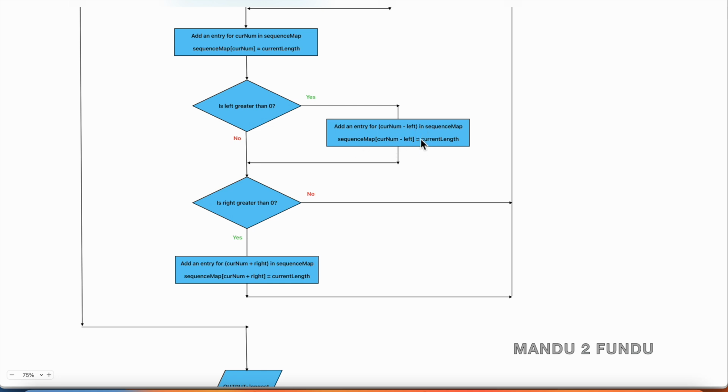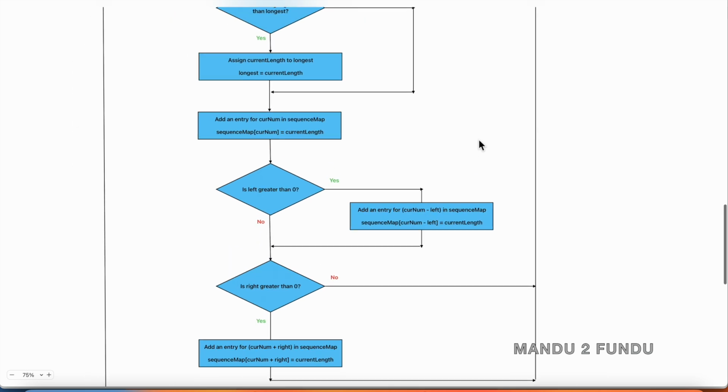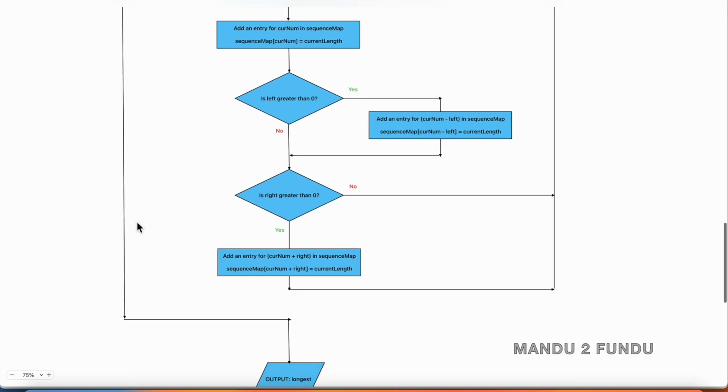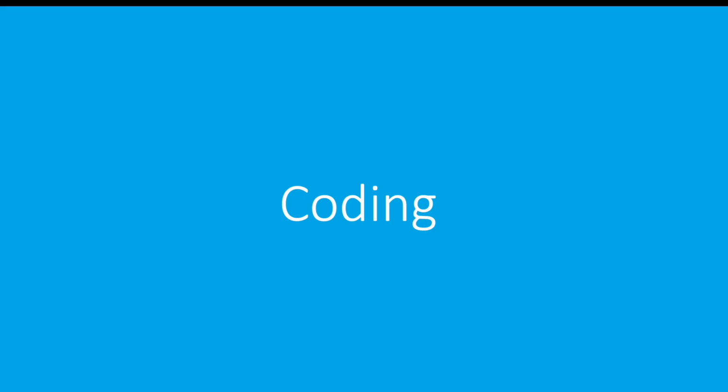and then assign the current length for that entry. Similarly, if the write is greater than 0, then we add an entry for current number plus write, because this is the number present at the write boundary in the new sequence. Okay, so after we update it, then we go ahead and process the next number. So once all the numbers are processed in the input array, then we come out and return the longest. Let's move on to coding.